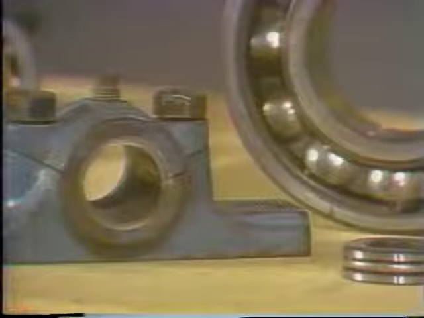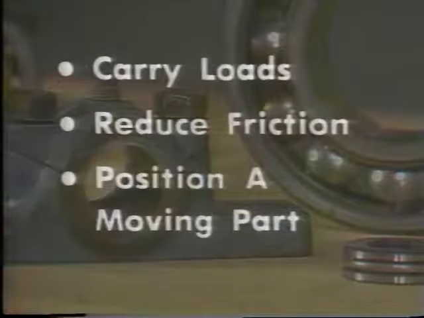Now, regardless of the bearing type, all bearings perform three functions. First, they carry loads. Second, they reduce friction. And finally, they position a moving part. The terms bearing and bearing surface are used in many different ways. In this tape, the term bearing refers to a device that carries loads, reduces friction, and positions a moving part. On the other hand, the term bearing surface refers to the specific parts of the bearing that come in contact with a moving shaft or similar moving part.